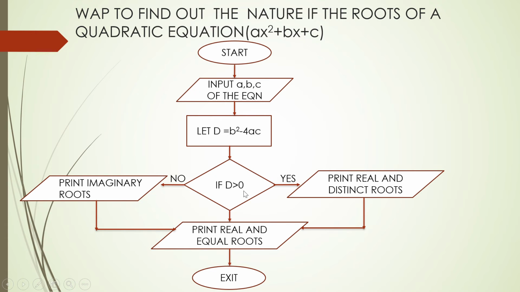Next we will check if d is greater than 0. If yes, then print real and distinct roots. If no, then print imaginary roots. And if none of the conditions gets satisfied, the only condition left is if d is equal to 0, then we will print real and equal roots, and we will exit the program.